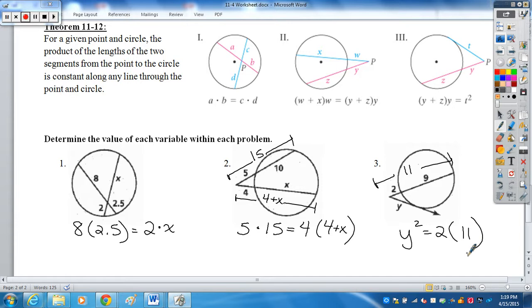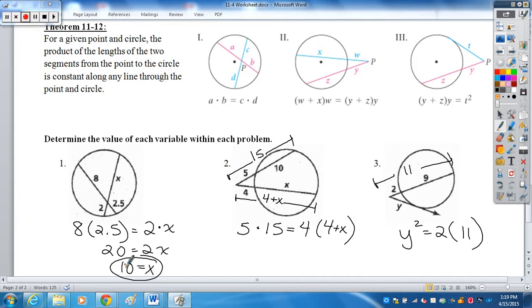Okay? So pause your computer right now, take a moment, go ahead and solve those problems algebraically, and then we'll come back and talk about it. All right, if you solve this correctly, 8 times 2.5 is 20. Divide by 2, x will have to be a length of 10.